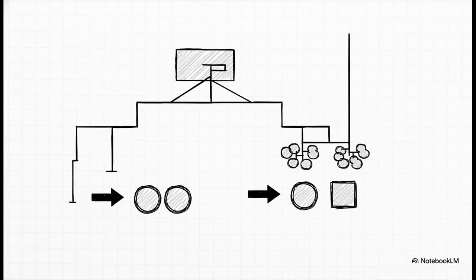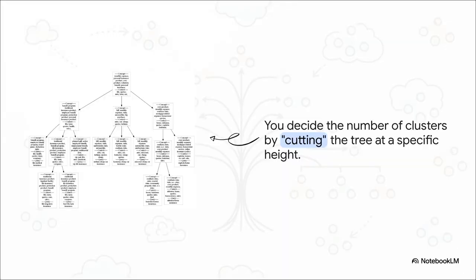But a big, long vertical line before two things merge tells you the two groups being joined are actually pretty different from each other. Simply put, height equals distance. And this is where the practical magic of a dendrogram really shines.